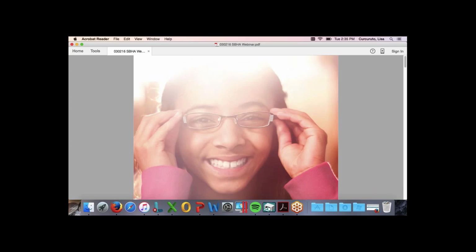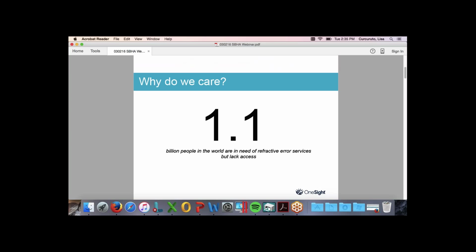Fantastic. All right, so I really wanted to start out this presentation today with some numbers. In 2015, Deloitte Consulting and OneSight conducted a study around the size of the vision care crisis. What turned out is that about 1.1 billion people in the world are in need of refractive error services but lack access. This number, for those of you who read it this week, correlates very well with a new study published by IAPB and the Brien Holden Institute that states that by 2050, 5 billion people will be myopic, or nearsighted.